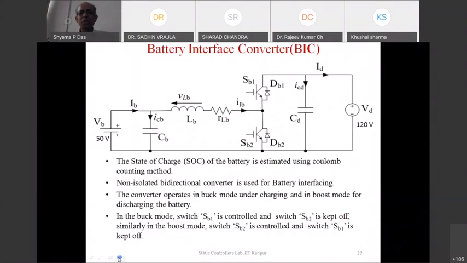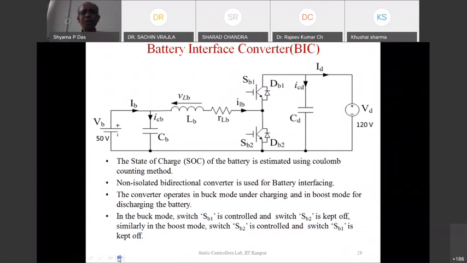So we have the energy storage system. The energy storage here involves 4 lead acid batteries, which are sealed batteries, and each one has a voltage of something like 12.5 volts. When they are connected in series, the battery bank has 50 volt. So we have 4 lead acid batteries connected to the 120 volt microgrid through the battery interface converter, which converts this 50 volt to 120 volt.